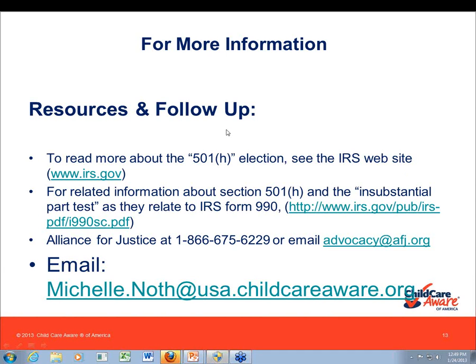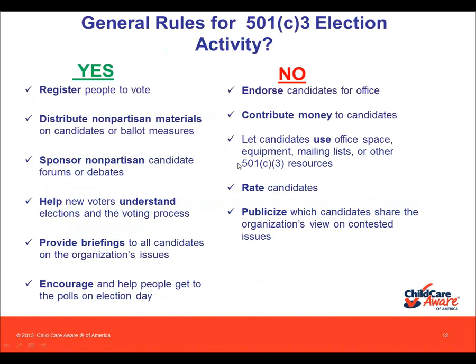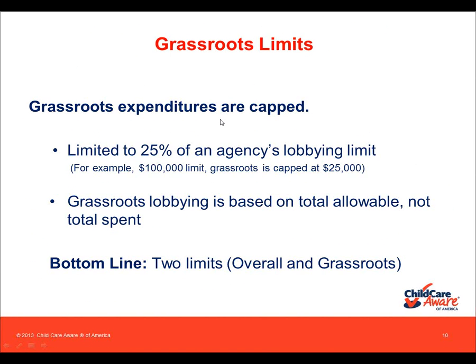Okay, I have a request to go back and view the grassroots lobbying limits, and basically I want to review the actual formula here. So if you have $100,000 total to do lobbying with, based on the formula of the 20% from before, your grassroots limit is capped at 25%. So that would be $25,000. So again, out of your total budget, your limit is capped at 25% for grassroots lobbying.